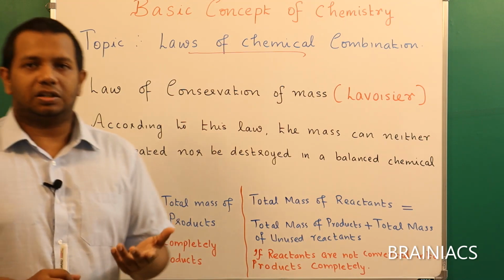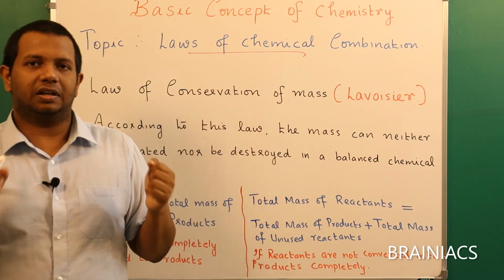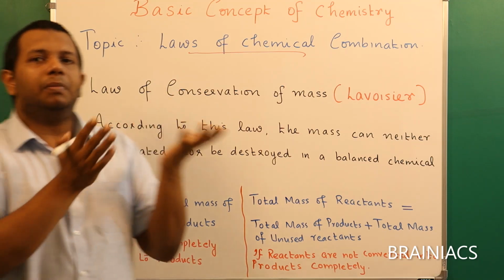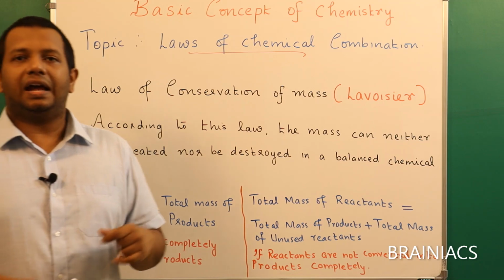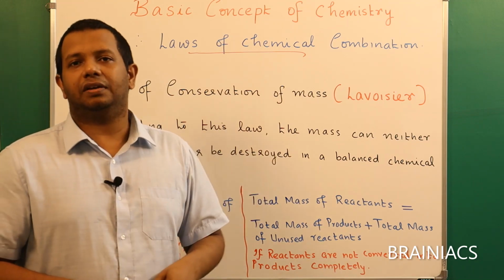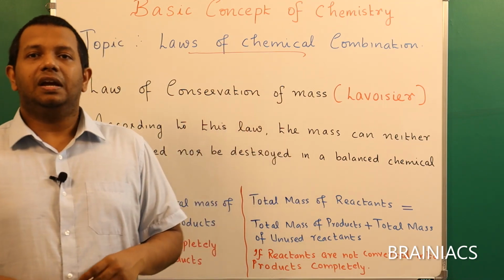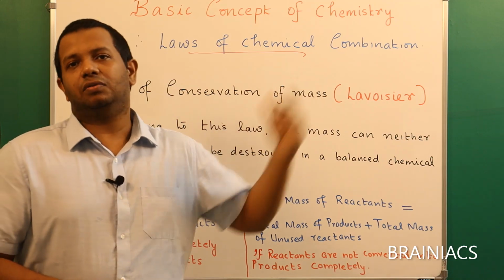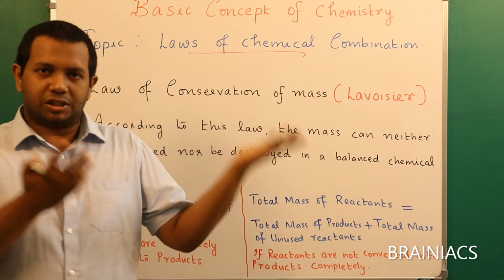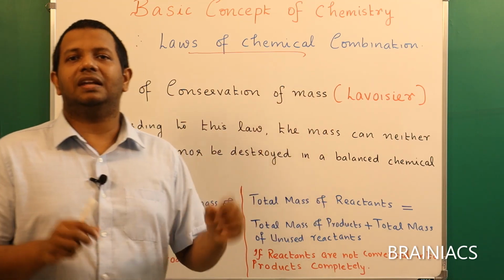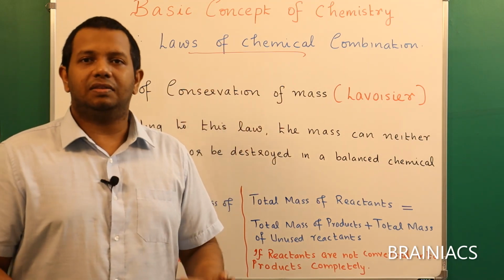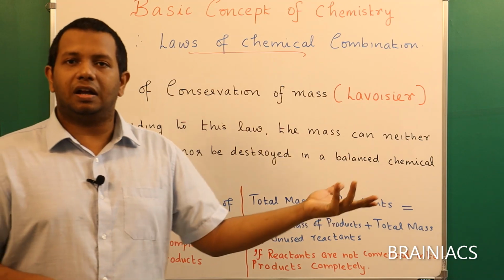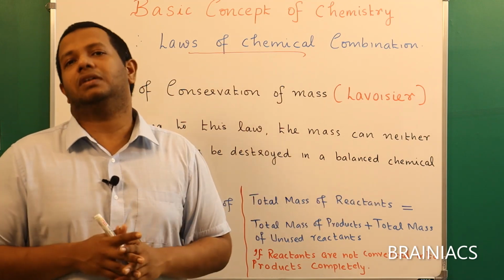That means you have reactants and products. Initially you take some amount, the total mass of the reactants, and when the reaction has completed, the reactants are converted to products. If you measure the mass of the products, that mass will be the same as the mass of the reactants. That means no mass is extra created or has disappeared.